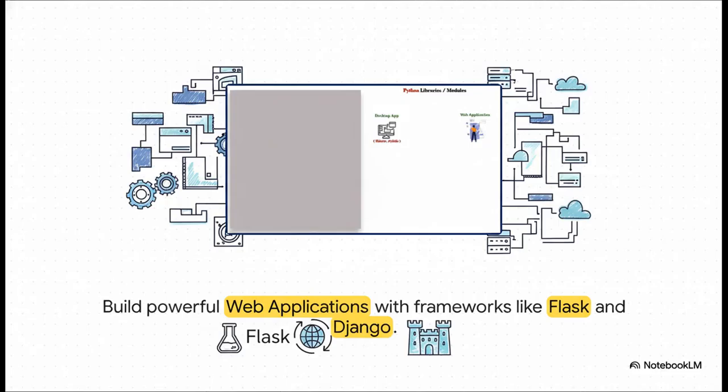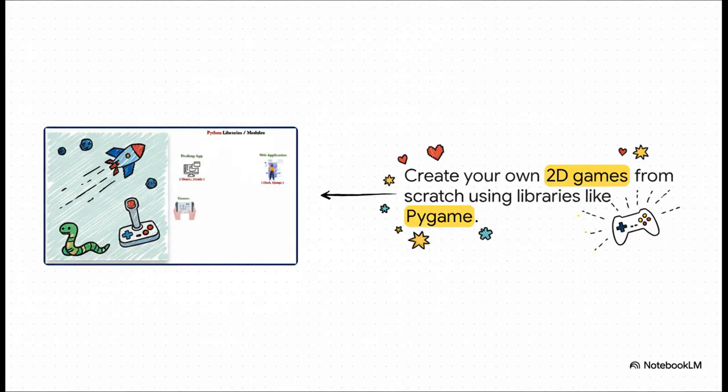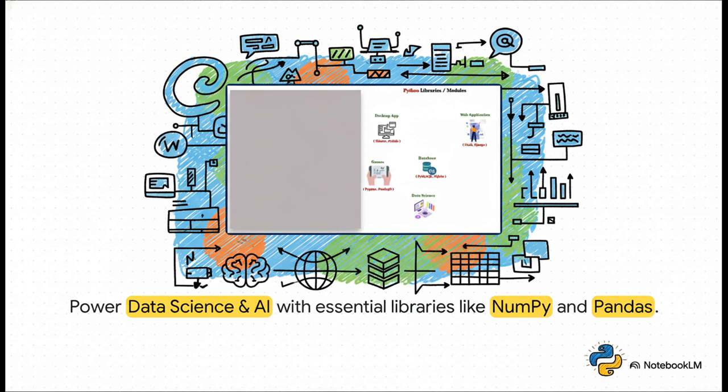You want to build for the web? Python's got you covered. You can create huge, powerful web applications using frameworks like Django, or smaller, more nimble ones with Flask. Or maybe you're feeling a bit more creative. You can jump into game development. There are libraries like Pygame that give you everything you need to start building your own games from scratch. And of course, there's data science and artificial intelligence, where Python absolutely reigns supreme. Tools like NumPy and Pandas are the bedrock of so much modern AI and machine learning. And it all stems from that one clever hybrid design.